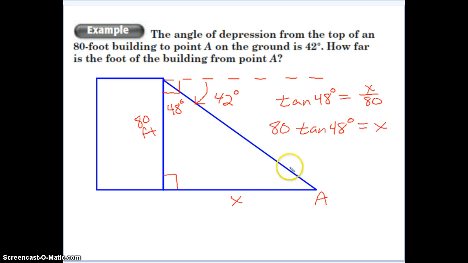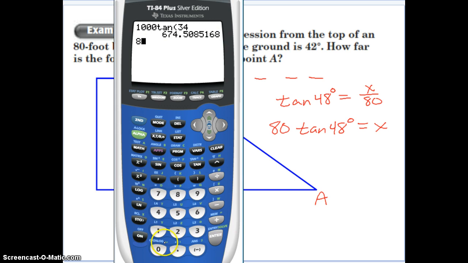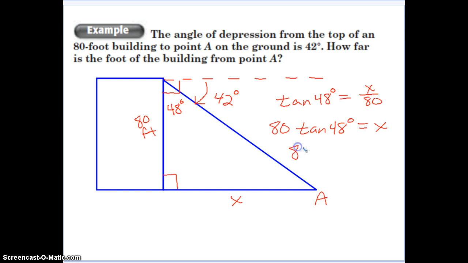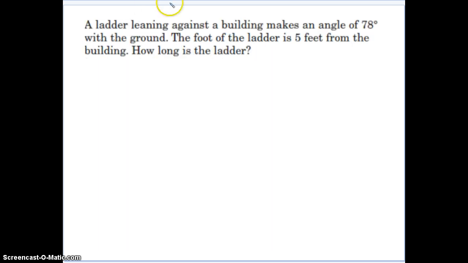And to figure out what x is approximately, we're going to type that in the calculator. 80 times tangent of 48 is 88.85. So 88.85 feet is approximately x. One more example.